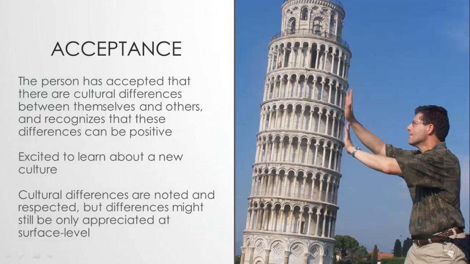The first of the ethno-relative stages is labeled acceptance. At this point in a person's development, he has finally come to accept that there are cultural differences between himself and others, and that these differences are not only okay, but can be positive. This person is beginning to realize that diversity can lead to more creativity in a team, for example. A person at this stage might be really excited to learn about a new culture and experiment with different foods, ways to dress, and even customs. At this point, differences are noted and are respected, but differences might still be only appreciated at a surface level.